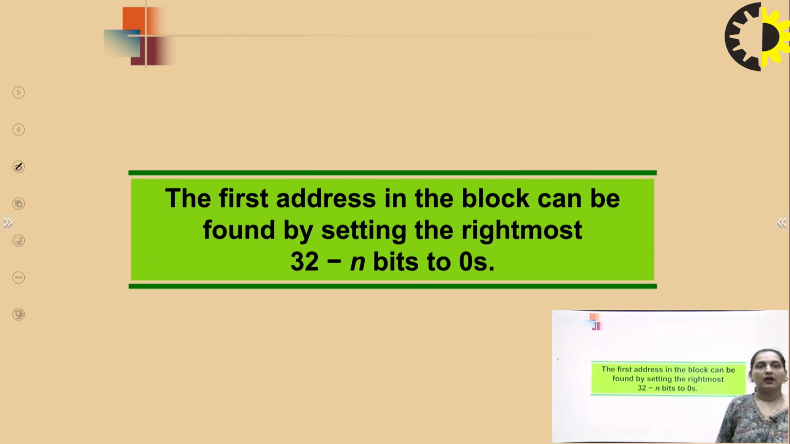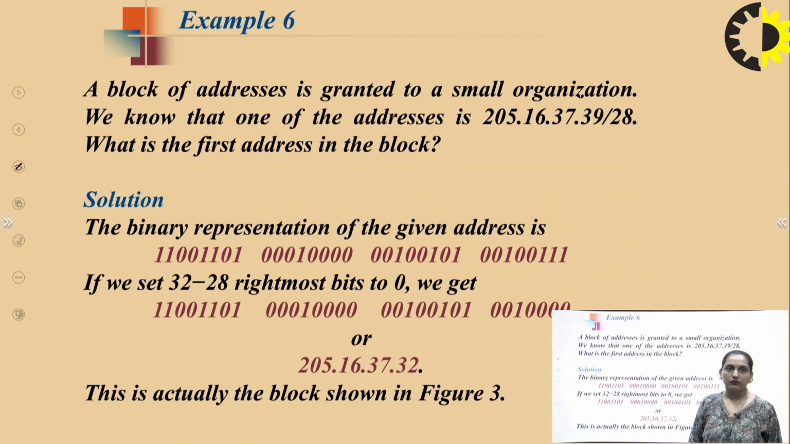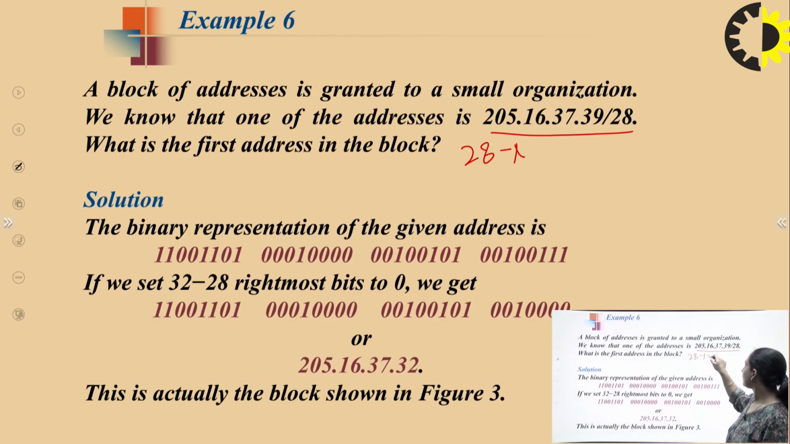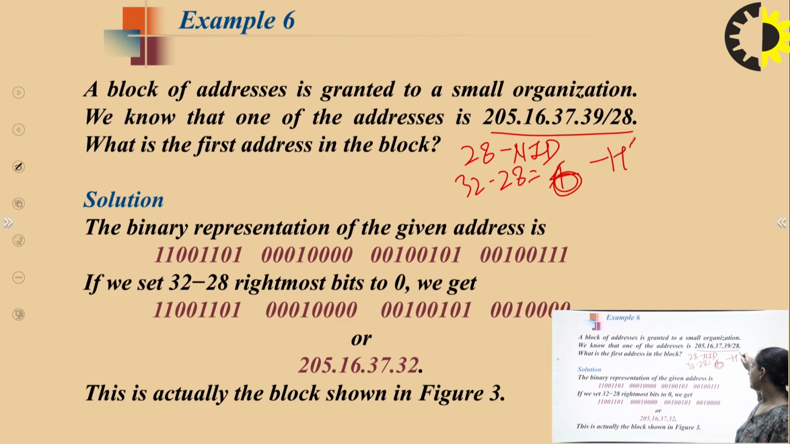So when we want to write our first address, the rightmost 32 minus n bits have to be zeros. If this is an IP address with a mask of 28, 28 is the network ID. 32 minus 28 is 4, so 4 bits are the host ID. So these 4 bits have to be zeros.